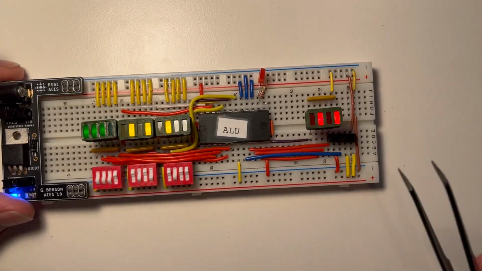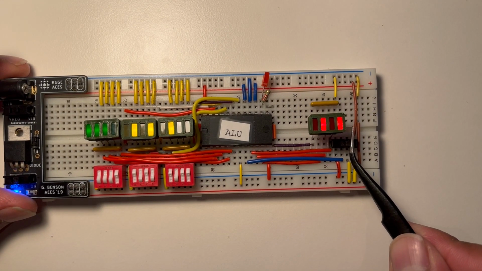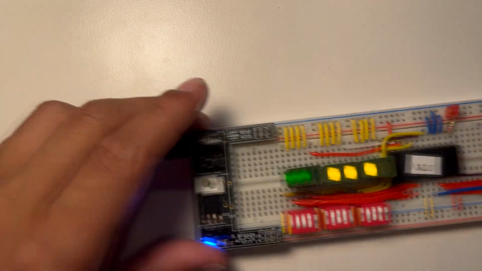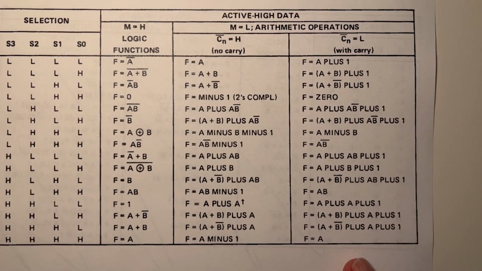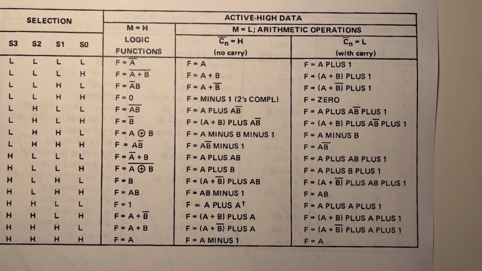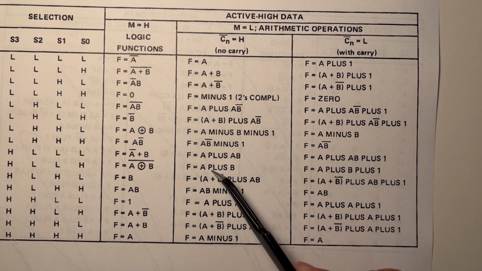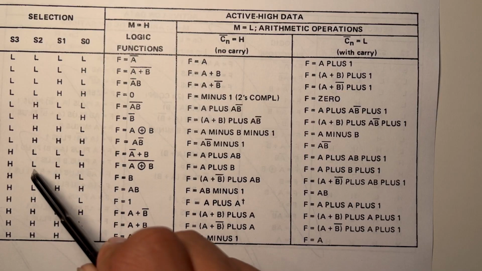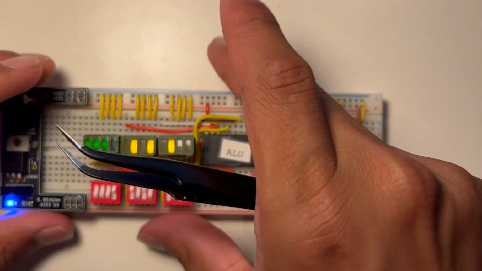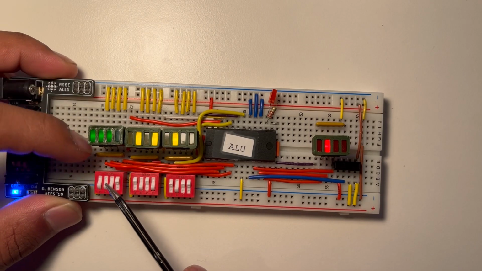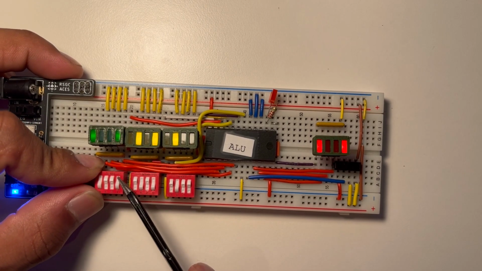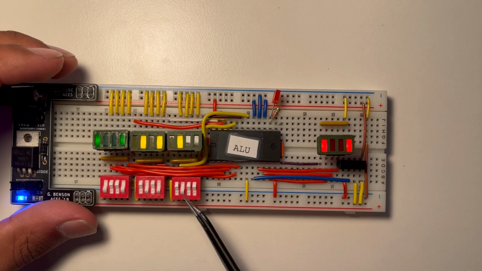Next, I'm going to switch to arithmetic mode by flipping this switch to low. The first arithmetic function that I'm going to demonstrate is a plus b. Going back to the data sheet once again, we can see that a plus b is here, and it's high, low, low, high. So on the Explorer, high, low, low, high. And once again, it behaves exactly as we expect.